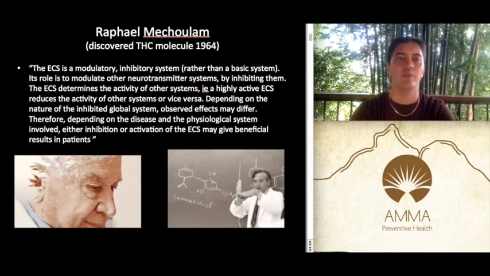Another quote from Dr. Mechoulam: The endocannabinoid system is a modulatory, inhibitory system rather than a basic system. Its role is to modulate other neurotransmitter systems by inhibiting them. The ECS determines the activity of other systems. It is a highly active ECS that reduces the activity of other systems, or vice versa. Depending on the nature of the inhibited global system, observed effects may differ. Therefore, depending on the disease and the physiological system involved, either inhibition or activation of the endocannabinoid system may give beneficial results in patients.